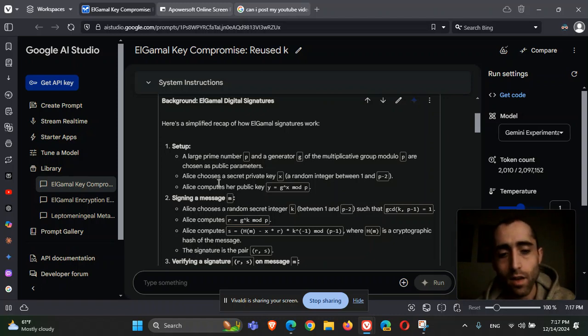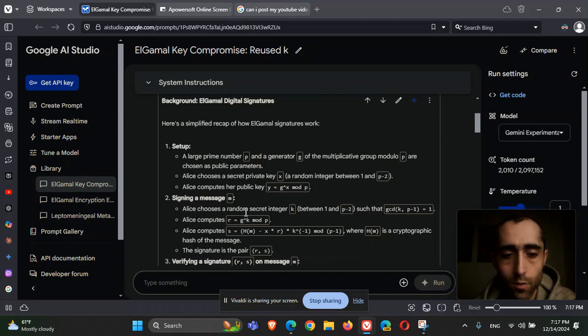Now let's sign our message. Let's call the message m. Alice will choose a secret integer k between 1 and p minus 2. It also should have a greatest common divisor with p minus 1 equal to 1. The reason is that we will need to use the inverse of k, so this ensures that we will have an inverse.